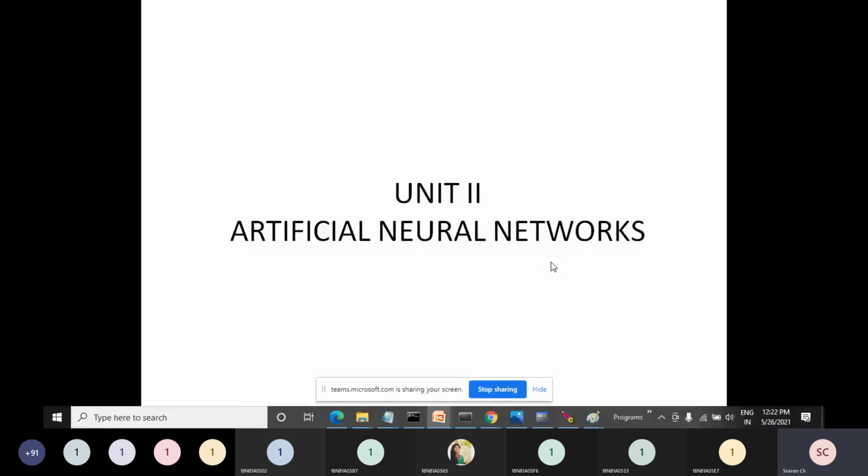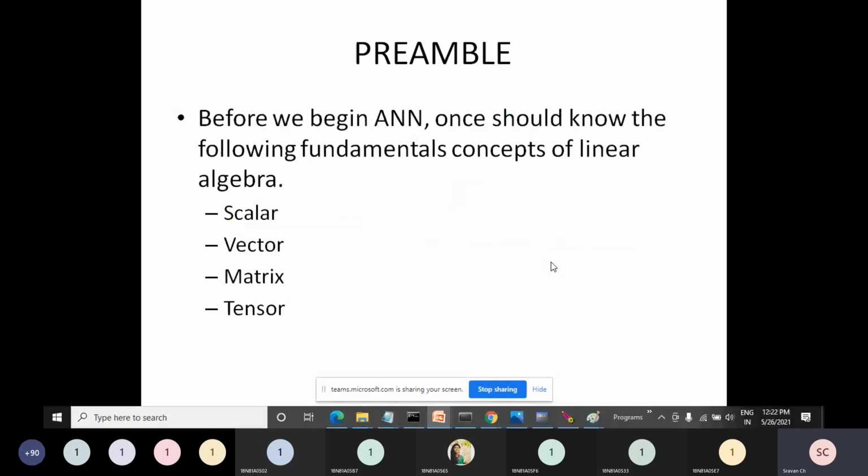before we go to artificial neural networks, I am writing the short form as ANN. Before we begin ANN, one should know the following fundamental concepts of linear algebra: scalar, vector, matrix, and tensor. You might have heard about a software called TensorFlow. So, scalar, vector, matrix, tensor.